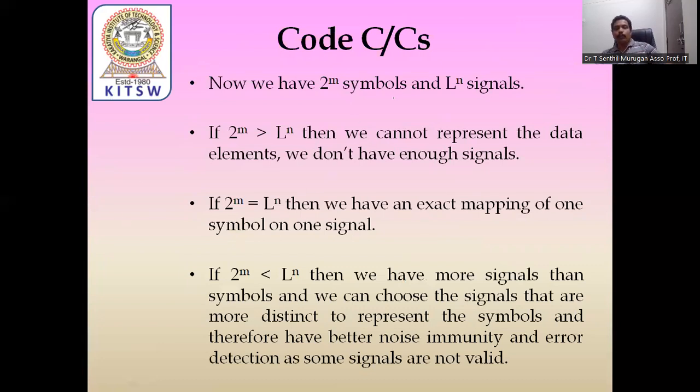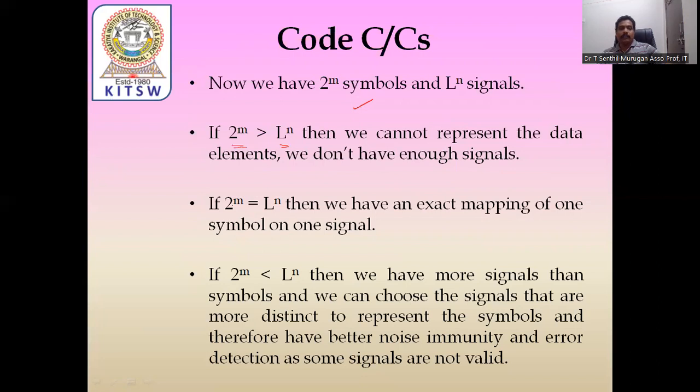So now we have 2^m symbols and L^n signals. We just need to understand this multi-level transition. If 2^m, the number of symbols, is greater than L^n, then we cannot represent the data elements. We don't have enough signals.